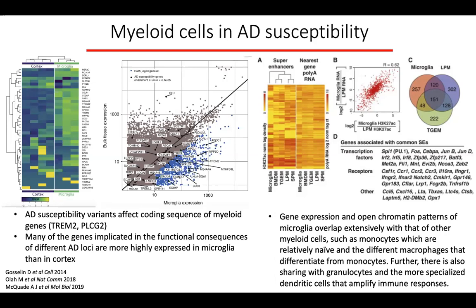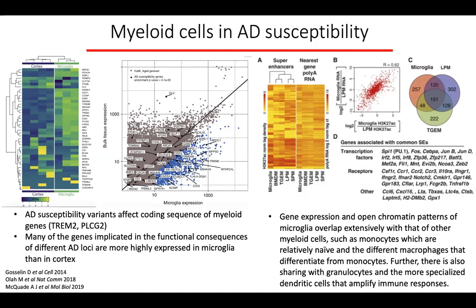Over time, the list of genes has expanded, and what we can see at the top left here is that if we look at the level of expression of the Alzheimer genes listed in rows over here, in either microglia in green or the cortex in general in blue, we can see that many of the AD genes are more highly expressed in purified microglia rather than the cortex itself.